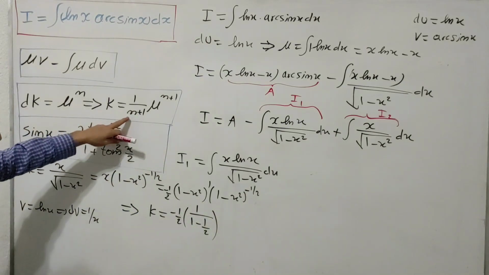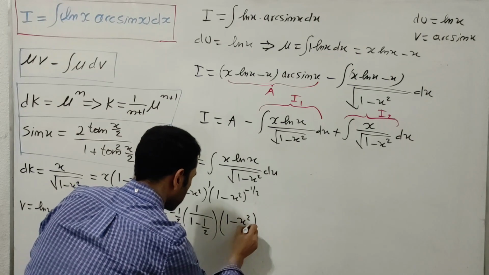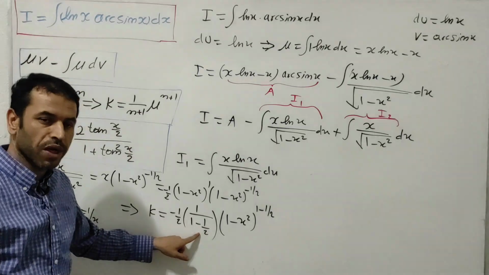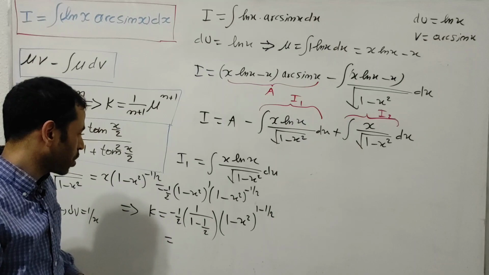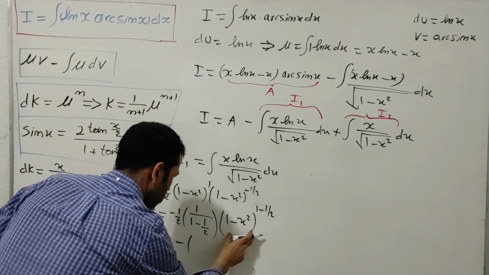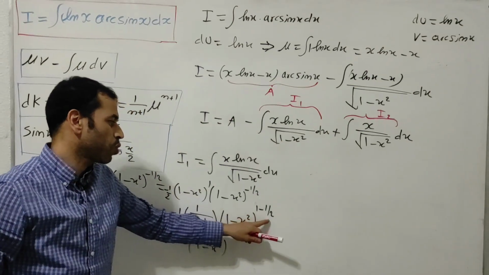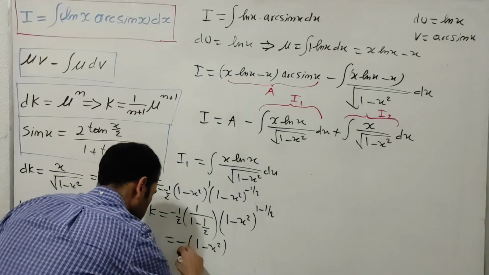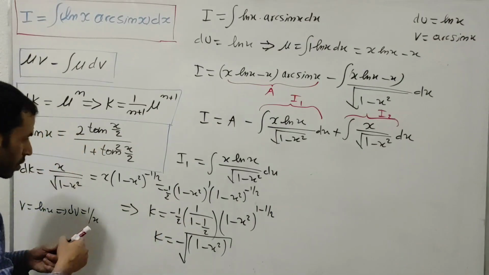Okay, as we have here, 1 over n plus 1 is multiplied by 1 minus x squared to the 1 minus 1 over 2. So 1 minus half is giving us half. 1 over half is 2. 2 multiplied by half is giving us 1. With this minus sign, we'll have minus 1 multiplied by this one. This one is 1 minus x squared to the 1 minus 1 over 2. 1 minus 1 over 2 is half, and half is the same as the square root of this one. Okay, so this is k.